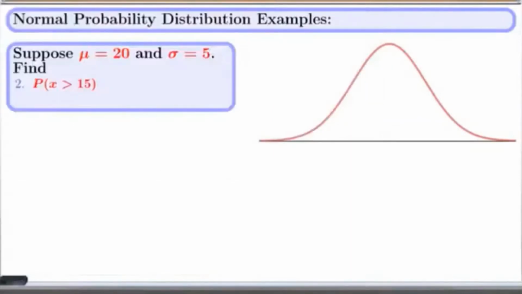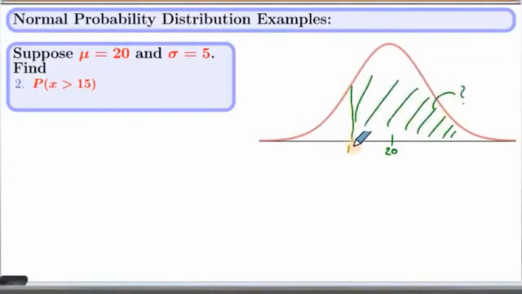Let's work on this problem here, and let me draw a diagram for this given scenario. So our mean is in middle, which is 20. And we are supposed to find this area here. And our 15 is here.